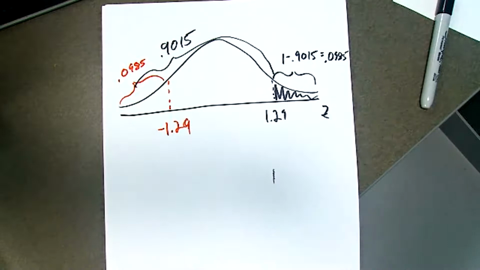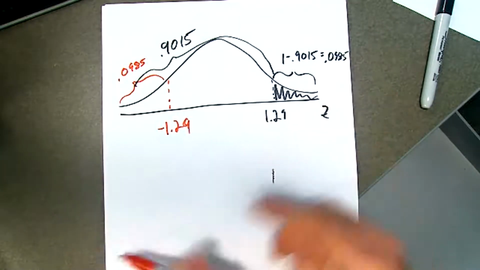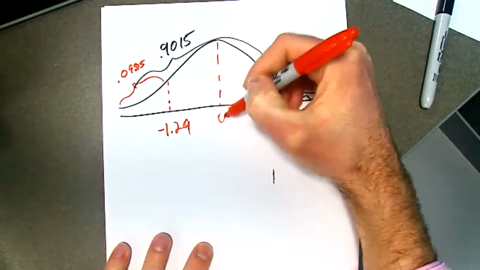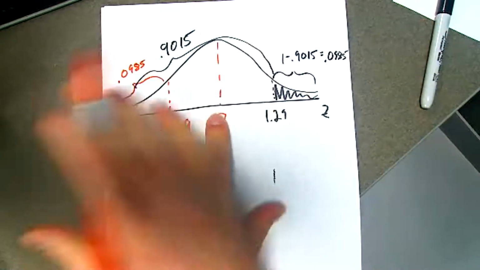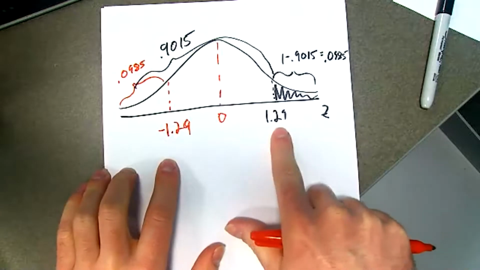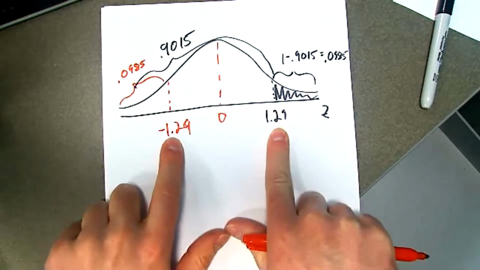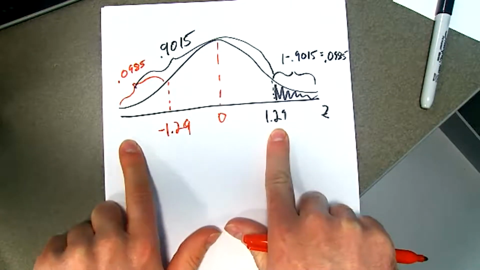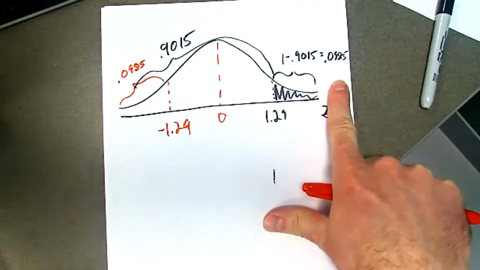Exactly. So if I remember this is a symmetric distribution, centered around 0, this should fold on top of itself. So the area to the right of the positive z-score is the same as the area to the left of that same value, but negative. 0.0985 on each side.